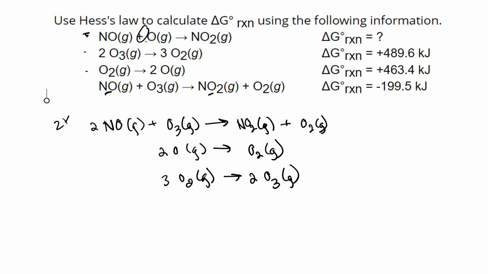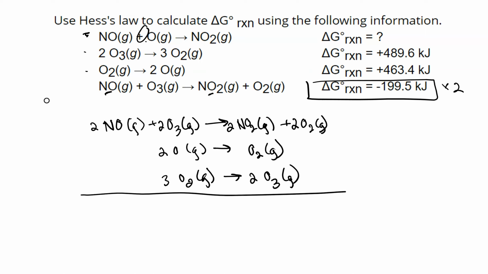So I'm going to put a 2 here, a 2 here, a 2 here, and a 2 here. And we can do that as long as we take our delta G term and multiply it by 2, right? So that's all fine. So let's see what this gives us.